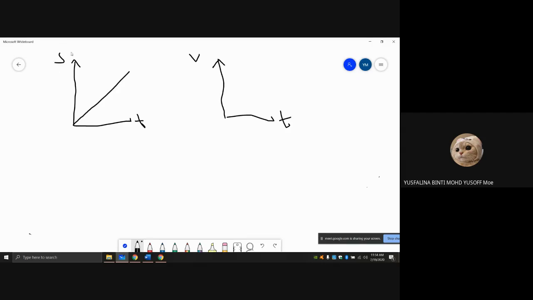From the graph of displacement against time, the gradient is equal to velocity. So how do you find the gradient? You just draw the triangle. For velocity against time, the gradient is equal to acceleration.